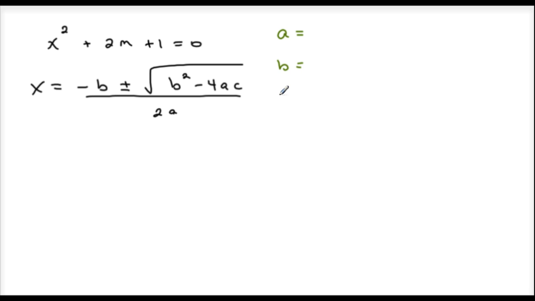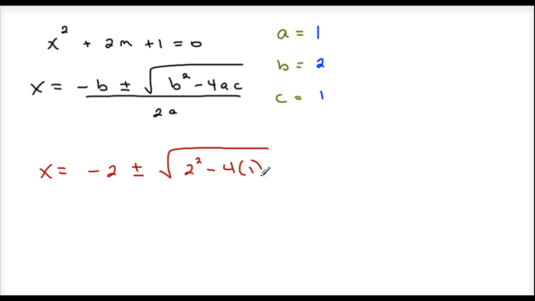What is my a? What is my b? What is my c? What's my a? 1. What's my b? 2. What's my c? 1. Beautiful. Plug in. x equals -b. I'm sorry. x equals -2 plus or minus the square root of b squared, just 2 squared, minus 4 times a times c. That one works out nicely for us. All over 2 times a.